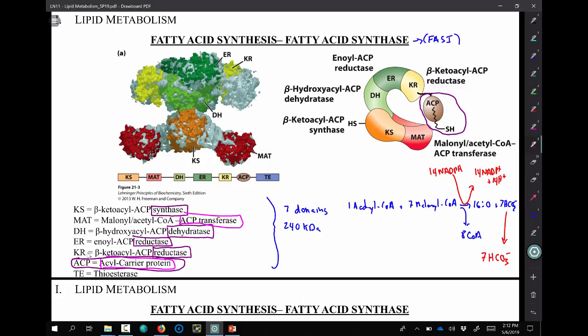So it's very flexible, and it can move what's attached to this SH group here. It can move whatever is attached to that. It will be an acyl group to one of the other domains that will carry out one of the steps, okay? So all these things are being moved by that acyl carrier protein.